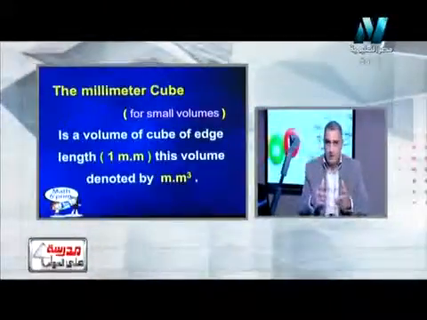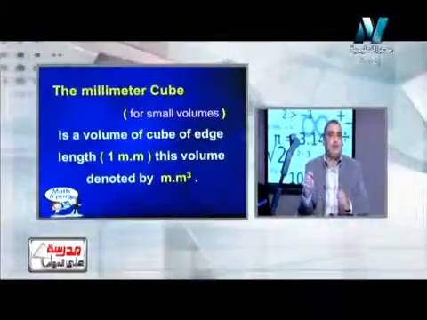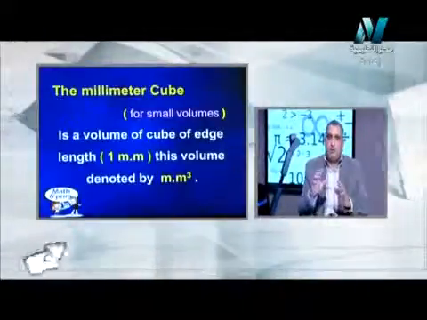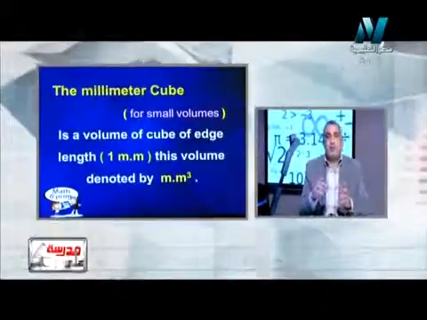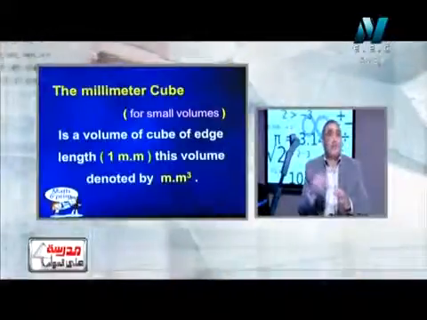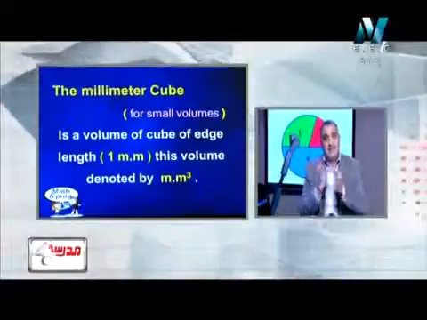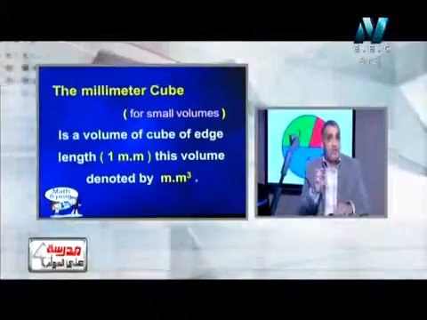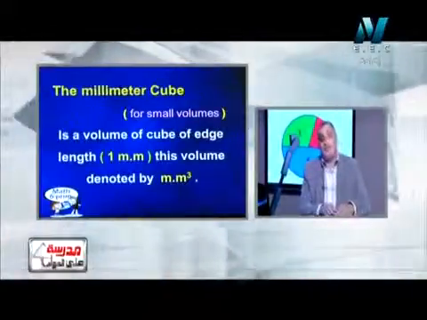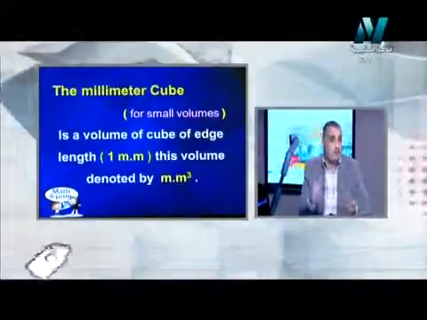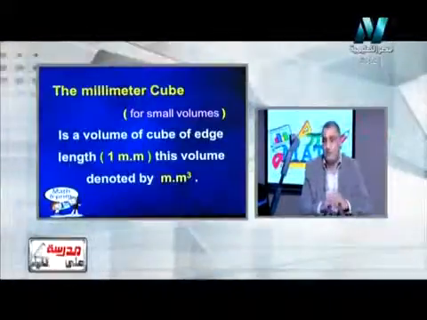The second unit, decimeter cube. What is a decimeter cube? The decimeter cube is a volume of a cube of edge length equal to 10 centimeters. It is a bit bigger. Centimeter cube, decimeter cube: a volume of a cube of edge length equal to 10 centimeters or 1 decimeter. We know that each 1 decimeter equals 10 centimeters.